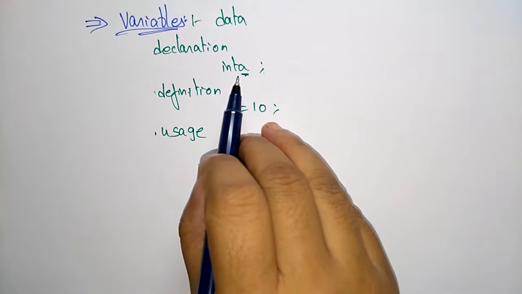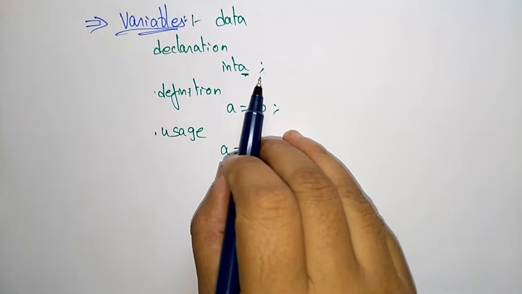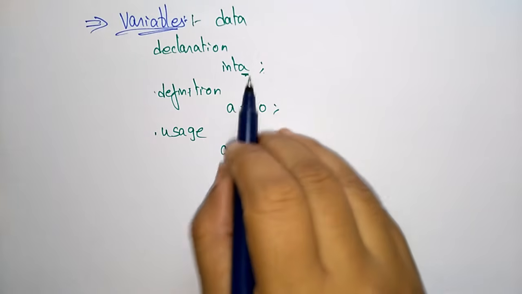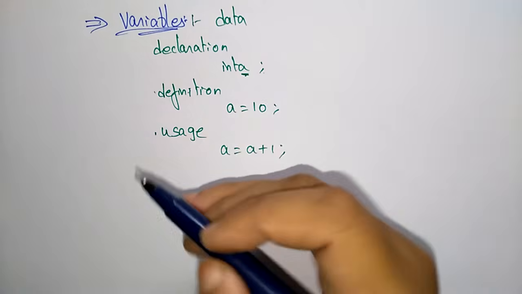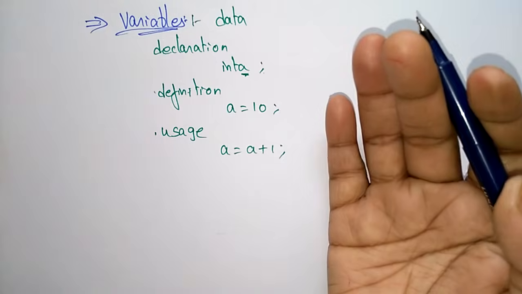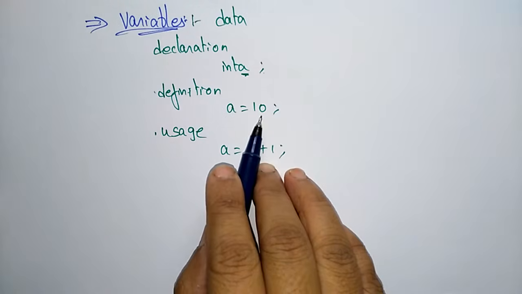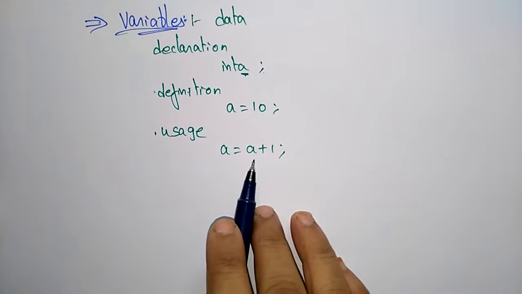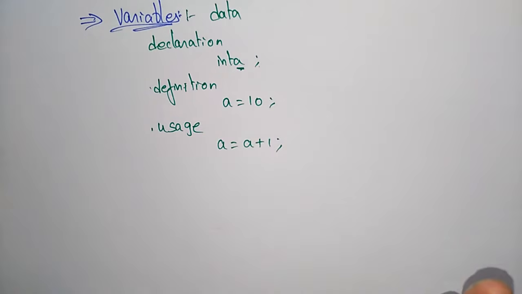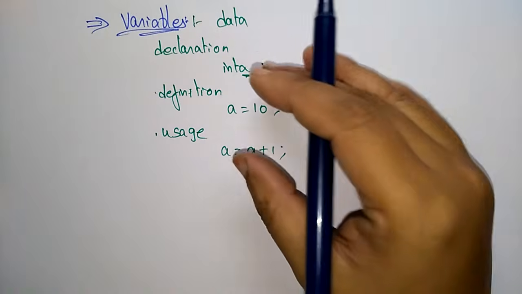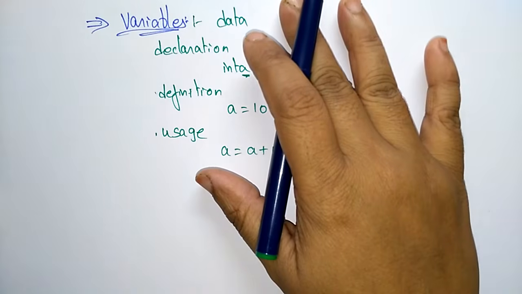So this is a declaration, integer a is a variable. The value of a variable may keep on changing. Whatever value is entered, it takes that value. So in the definition I entered the value 10. So it is 10 plus 1. So now a contains 11. Okay, this is the way you declare variables in the program.